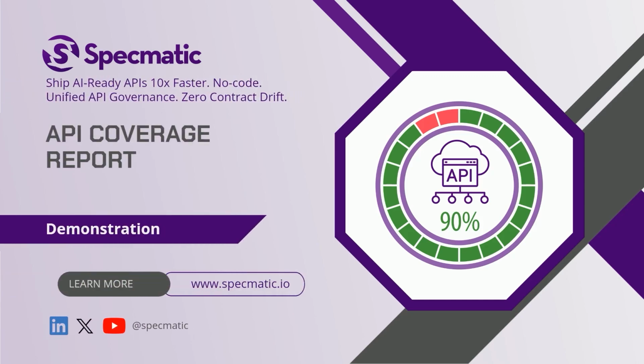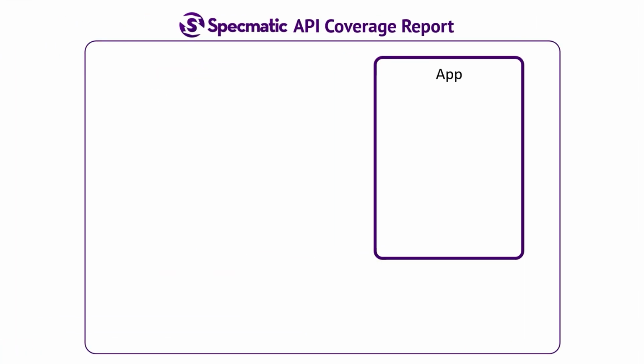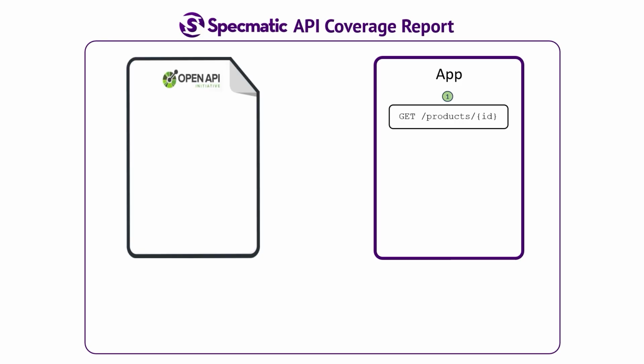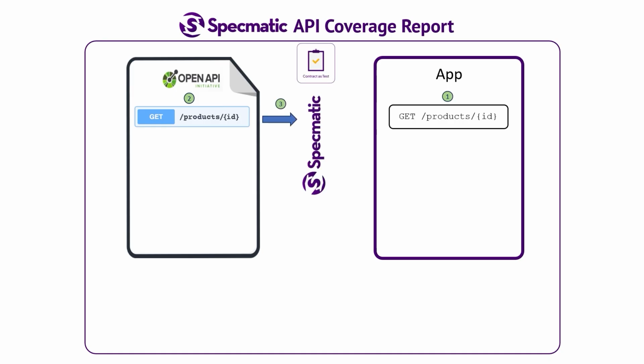Hi, in this video, we'll show you how to generate an API coverage report. Let's say we have an application which has a route getProducts by ID. We also have an OpenAPI specification in which this route is documented. Now, Specmatic can leverage this OpenAPI specification as an executable contract and run contract tests against the application. If the implementation of the route matches the specification, then Specmatic will report the contract test as passed.